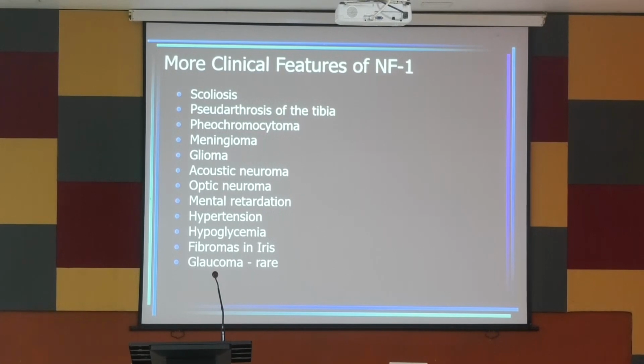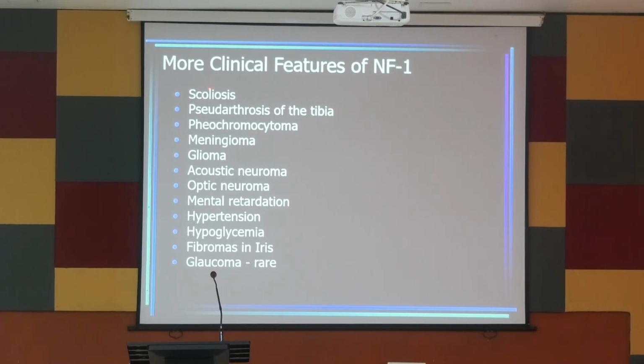These are the things that I was speaking about: scoliosis, pseudoarthrosis, pheochromocytoma, meningioma, glioma, neuroma, mental retardation, hypertension. These are some of the clinical manifestations. Some diagnoses are also there. Pheochromocytoma is not a clinical manifestation. What is pheochromocytoma? Hypertension, headache, increased VMA, vanillylmandelic acid in urine, catecholamines in urine; those are how pheochromocytoma is diagnosed.